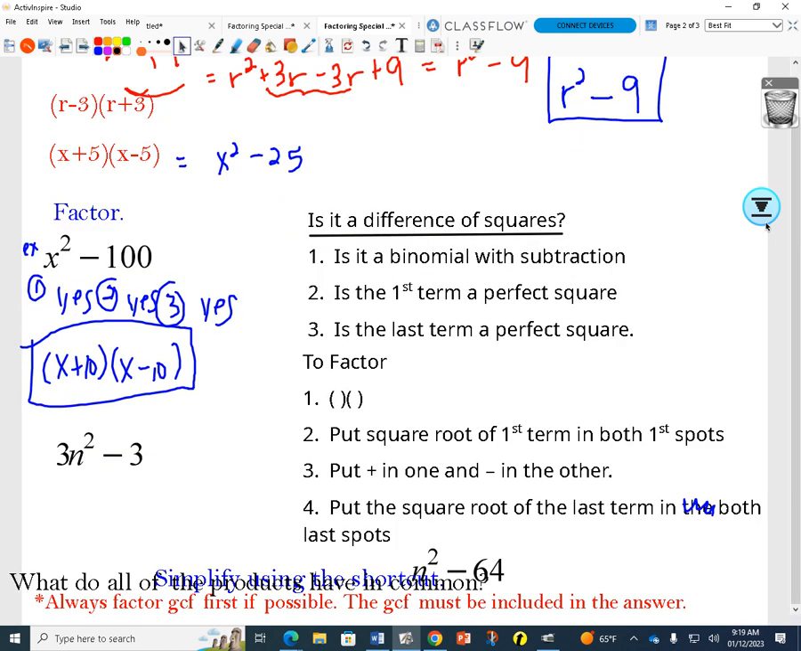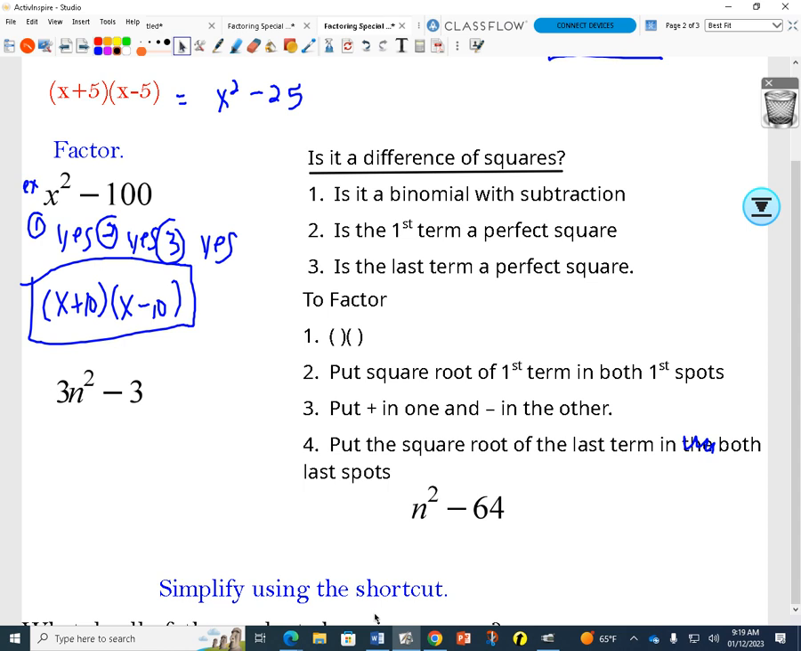So, you caught up with me, Caleb? All right, so let's write this example in. Last thing we're going to do.